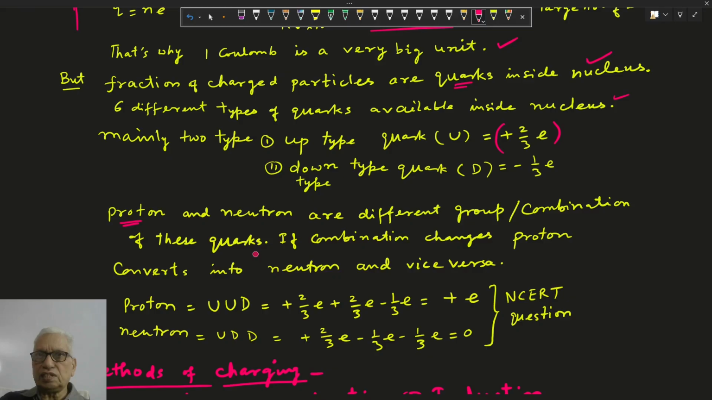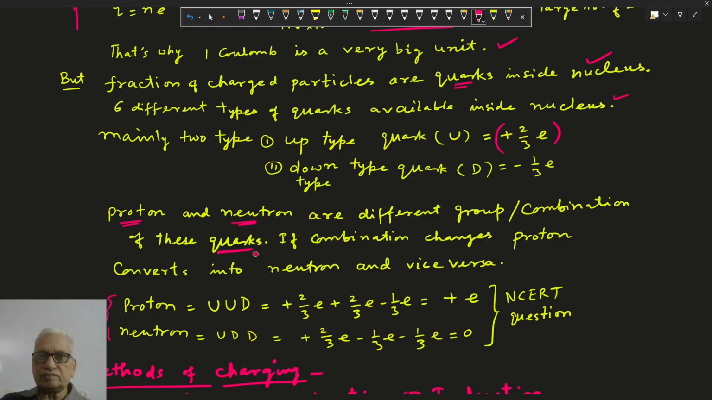One theory says protons or neutrons are nothing but different combinations of quarks. So the charge is combined. Proton can convert into neutron and neutron can convert into proton when the configuration changes.